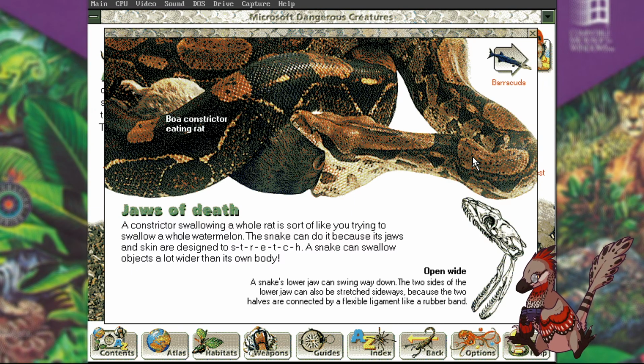Now that sounds interesting. Manners? But chewing your food is not important at the boa's dinner table. Jaws of death. A constrictor swallowing a whole rat is sort of like you trying to swallow a whole watermelon. The snake can do it because its jaws and skin are designed to stretch. A snake can swallow objects a lot wider than its own body. Open wide. A snake's lower jaw can swing way down. The two sides of the lower jaw can also be stretched sideways because the two halves are connected by a flexible ligament like a rubber band.